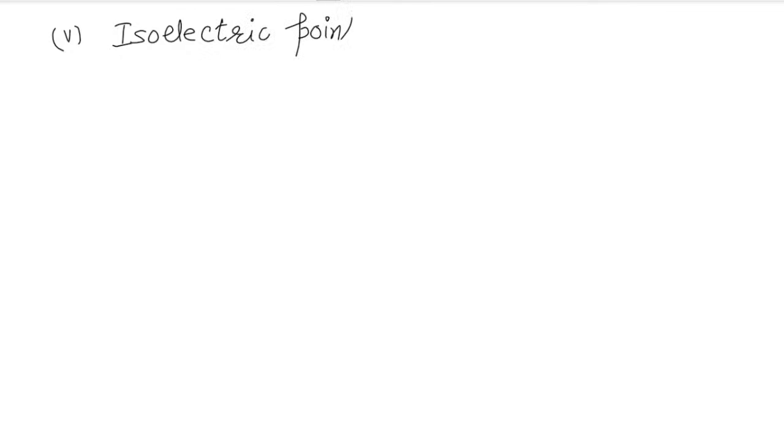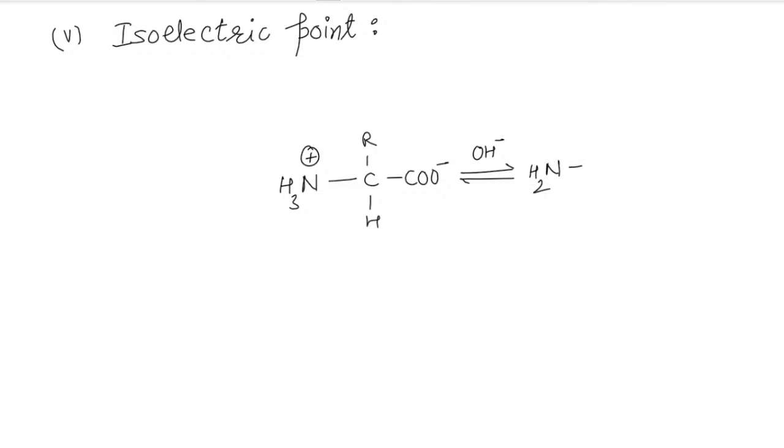Last point is the isoelectric point of alpha amino acids. Actually, this is the zwitterion. Now, when pH is high, meaning there is an excess of OH negative ions, then NH3 positive gives its H plus ion and we get NH2, R, CH and COO negative. And if pH is low, then it converts back into the zwitterion.